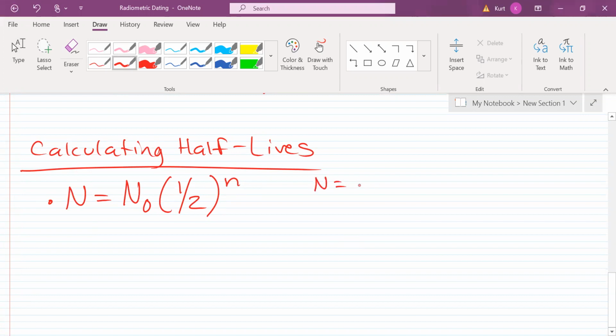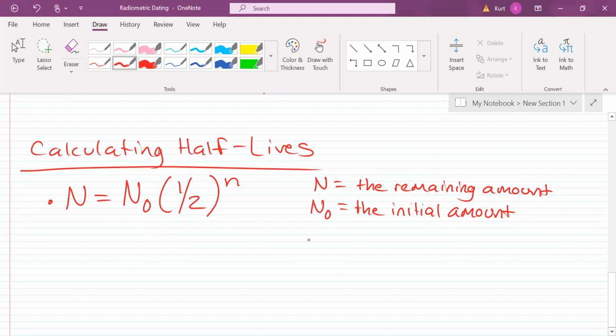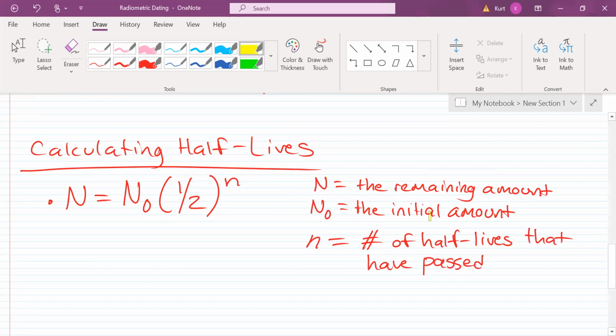So N is the remaining amount. N naught, and you might say N zero. Well, in science, we say zero is naught. This is the initial amount. And the superscript N, or the exponent, is the number of half-lives that have passed. And I would need to be very clear with you on all this. It does not say the number of years that have passed. It says the number of half-lives that have passed.